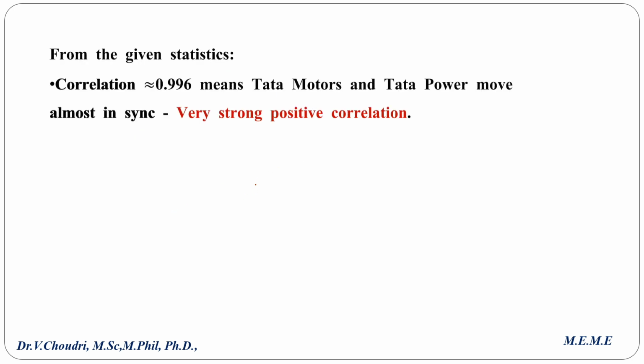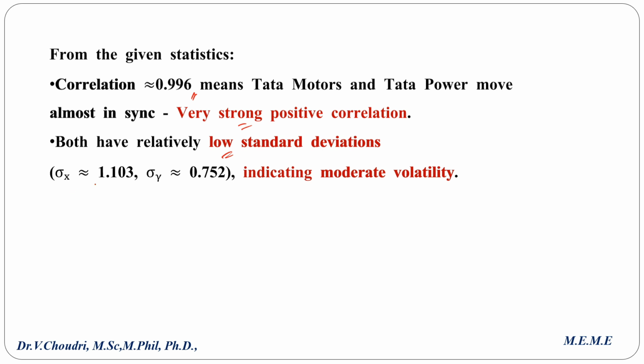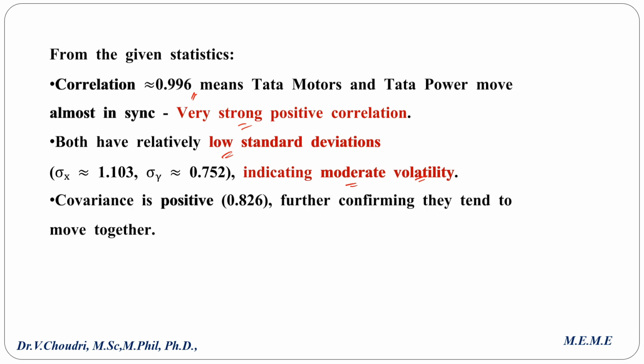From the given statistics, the correlation is strong, so Tata Motors and Tata Power move almost at the same level. Very strong positive correlation. Then see, both standard deviations are also very low. Sigma X equals 1.103, sigma Y equals 0.752. What it shows is moderate volatility. Okay, so volatility is very, very low. So there is no problem in keeping Tata Motors and Tata Power. Also, we checked with the covariance. That is also a positive relationship.